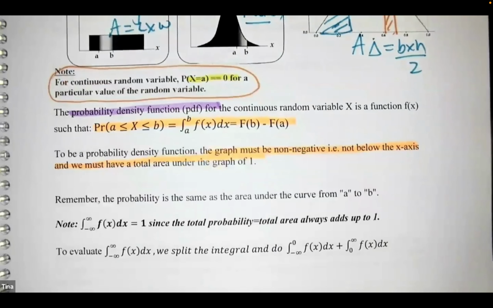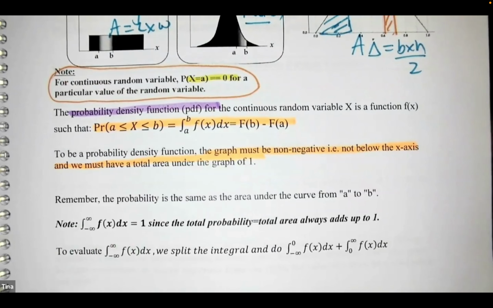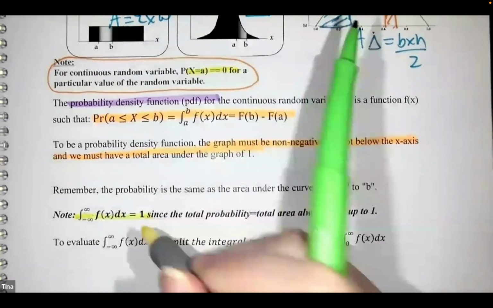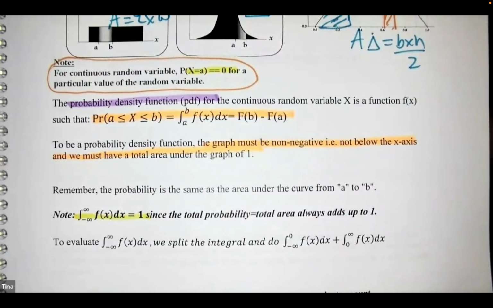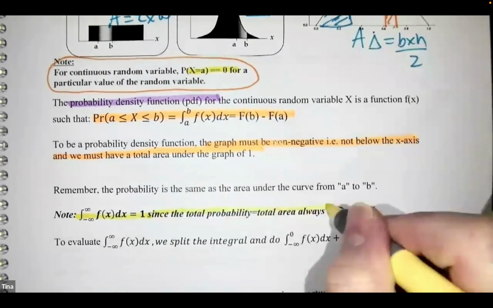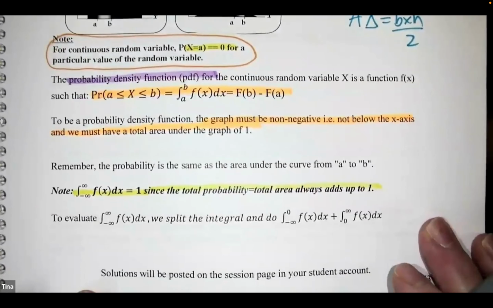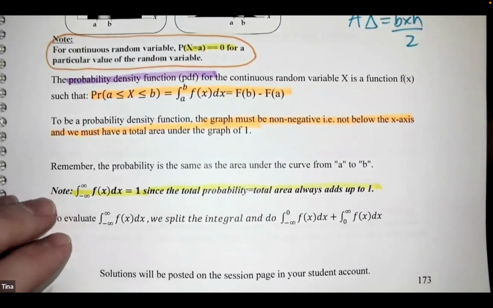Now, if you look at the whole integral from negative infinity up to infinity of the function, that has to be 1. Now, you don't have to do improper integrals. Remember in calc you had infinities, negative infinities. You're not going to have to do that in this course. But we do know that the total area has to be 1 under every graph.